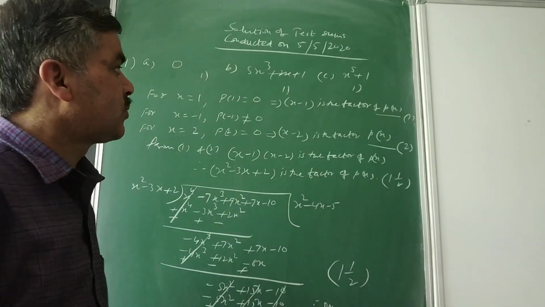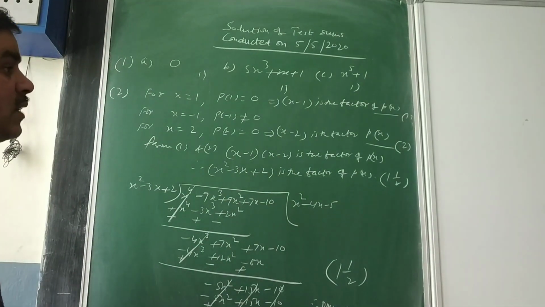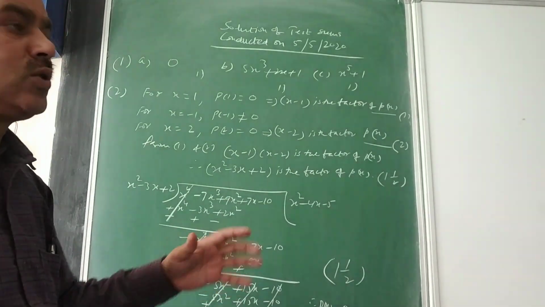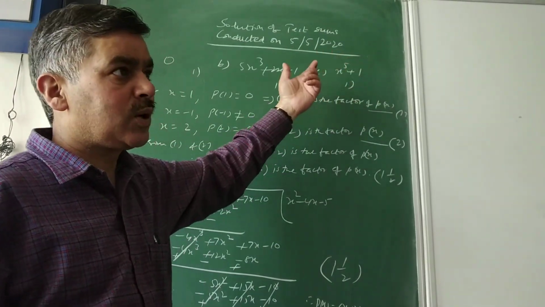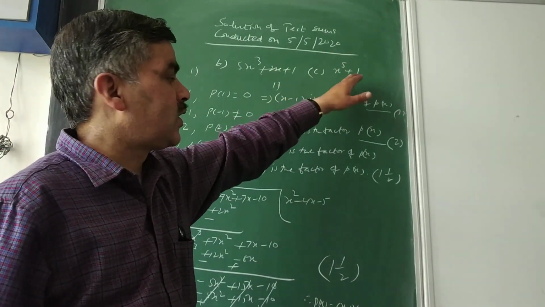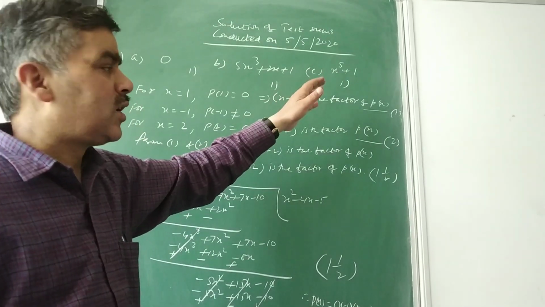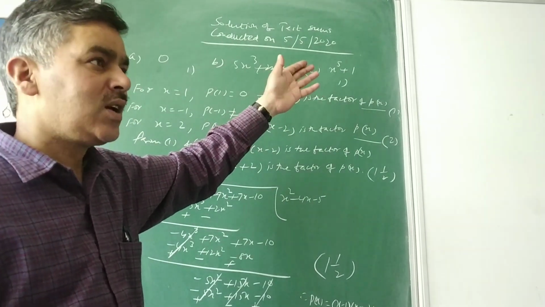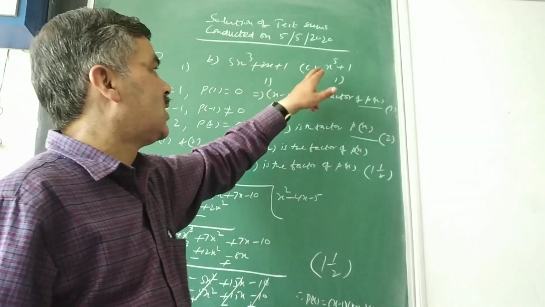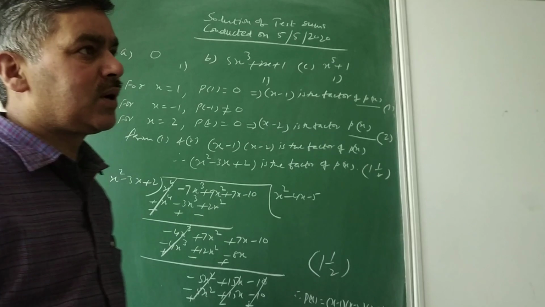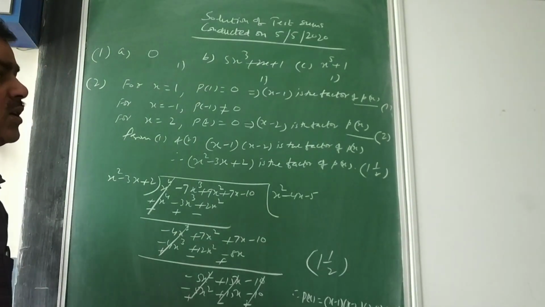Third part was you were supposed to give the example of a binomial with degree 5. So binomial, you know, the number of terms is 2. So I have written x raised to the power 5 because I need the degree 5, and 1 else I have written. So you can write x raised to the power 5 plus x also, x cube also, whatever, but the terms should be 2. That's because I need to give the example of a binomial. 2 terms should be there definitely.